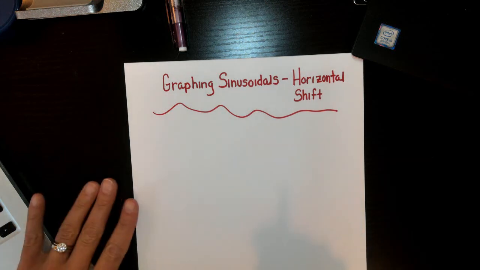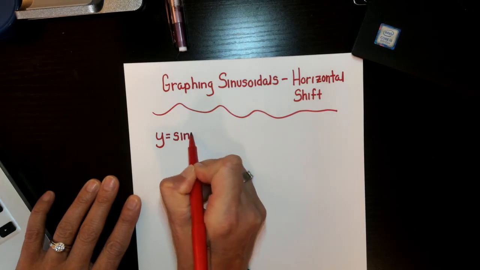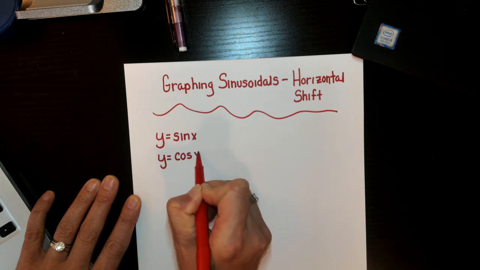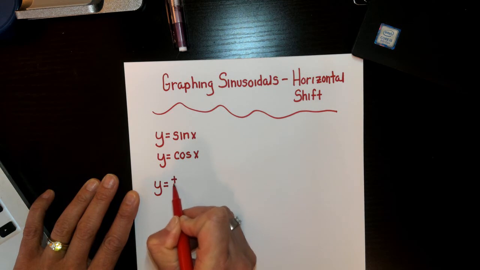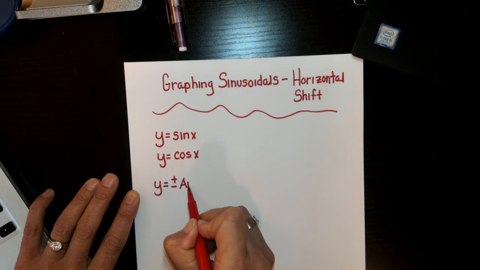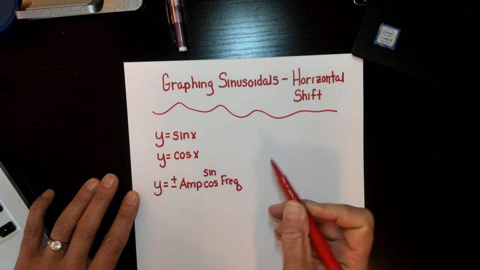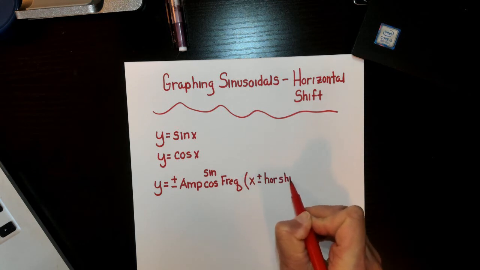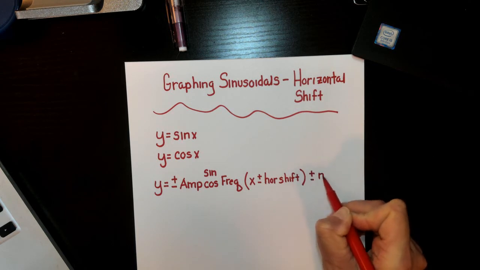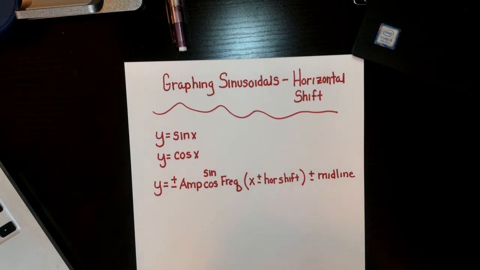Today we will be adding the horizontal shift to our graphing of sinusoidal functions. I'm going to start off by reminding you that y equals sine x and y equals cosine x are our parent functions, and everything we do stems from those. So y equals plus or minus, that tells us if it flips or not, our amplitude, sine or cosine, our frequency, parentheses, x plus or minus our horizontal shift, plus or minus our midline or our vertical shift. This is the complete general function. We are going to be focusing on the horizontal shift, and then we'll put it all together.